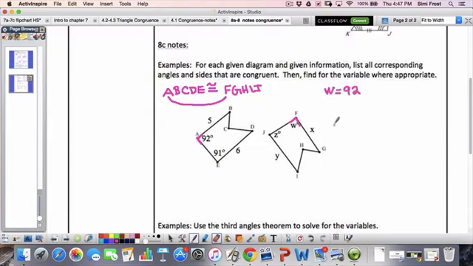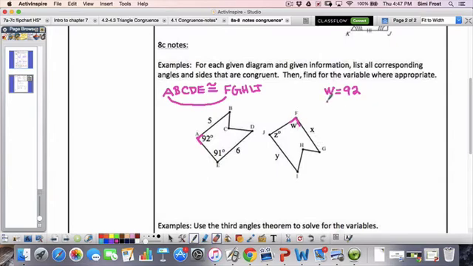92. A couple things to notice here. One, I use an equal sign because I'm talking about a measurement. Two, you don't really have to put the degrees on it because we're saying W is equal to 92. They already have the degrees in there, but that's not something that I would mark you off for. I just wanted to point that out. All right, so W equals 92. What else are we looking for here? We are looking for X right here.